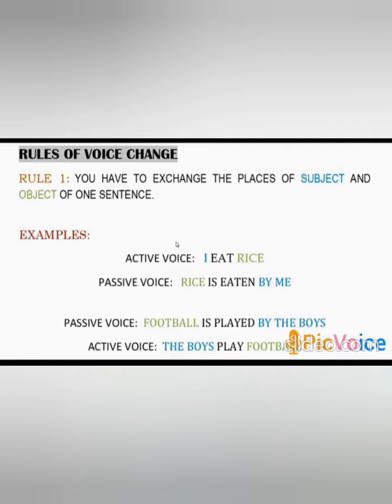Similarly, one more example. Passive voice sentence is given here. Vice versa we have to do. See that football is played by the boys. Here, football is the subject and in the active voice you see football has become the object and by the boys is the object in the passive voice. It has become the subject in the active voice. That is, the boys play football.